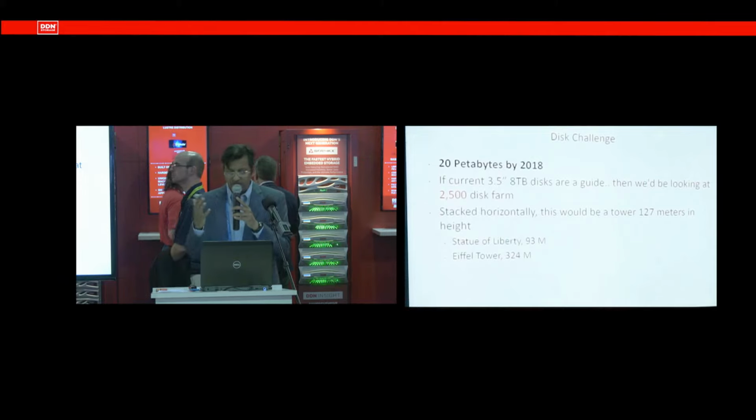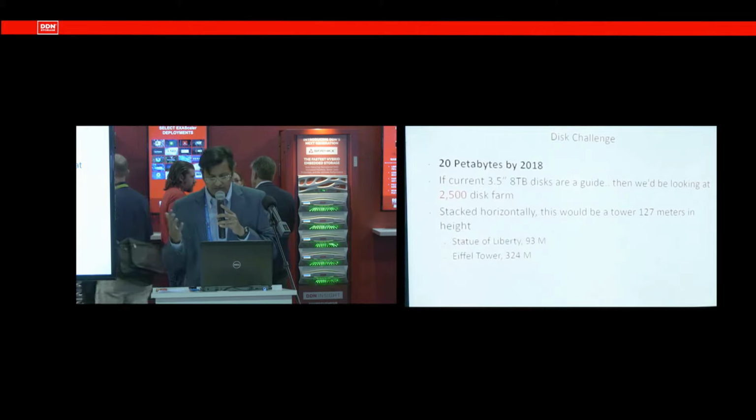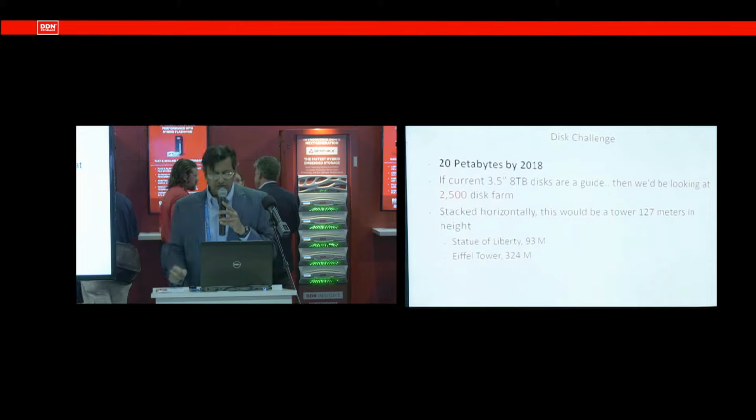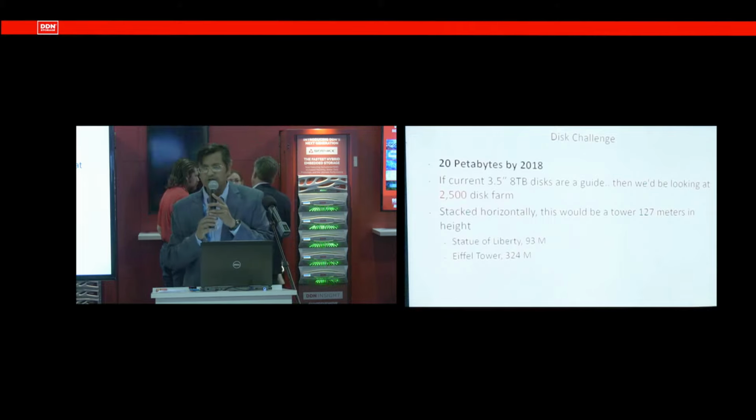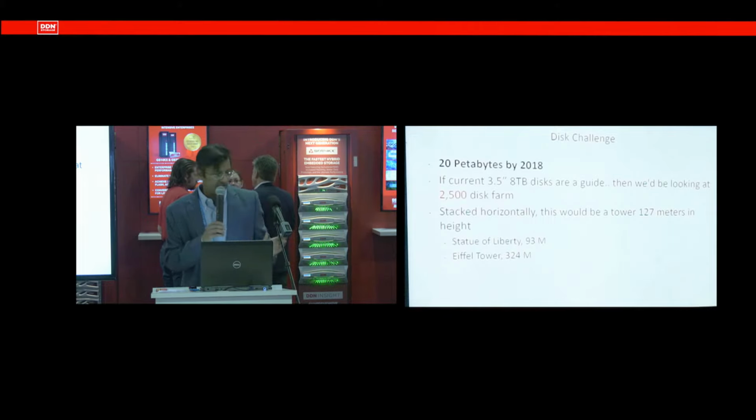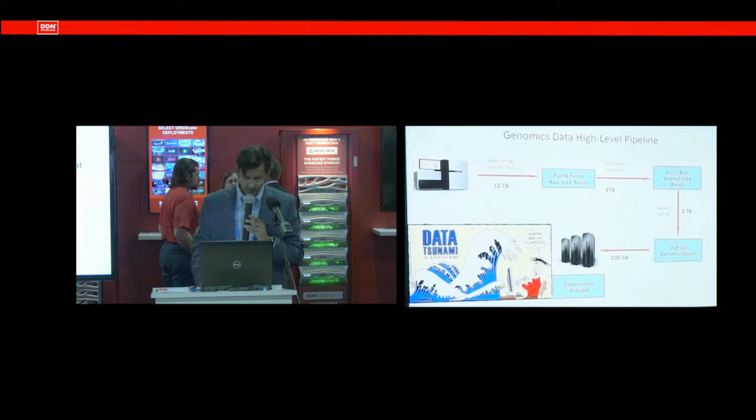To give you some perspective, if you stack this horizontally, it's 127 meters high, and as a comparison, like the Eiffel Tower and the Statue of Liberty. So these are all very large and complex problems that we're dealing with.